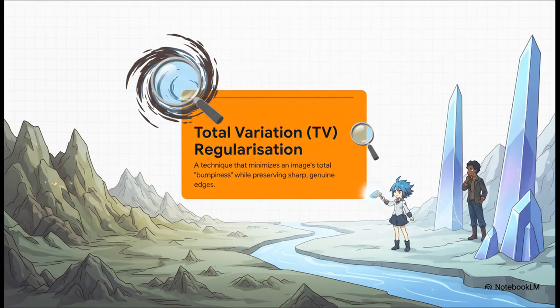It tells the computer to think of the image as a 3D landscape. All the random noise, that's like bumpy, hilly terrain. But the real, important details, those are like sharp, steep cliffs. TV regularization basically tells the algorithm, your job is to make this whole landscape as smooth as possible. Flatten out all those annoying little bumps, but you are not allowed to mess with the cliffs. It's a fantastic way to kill the noise while keeping the details.